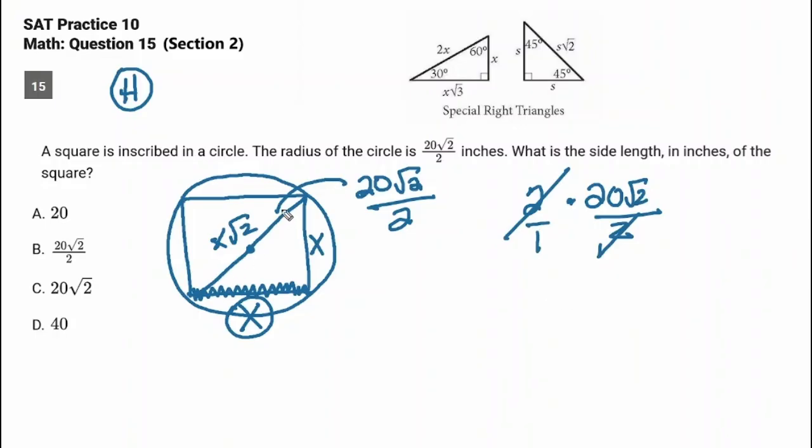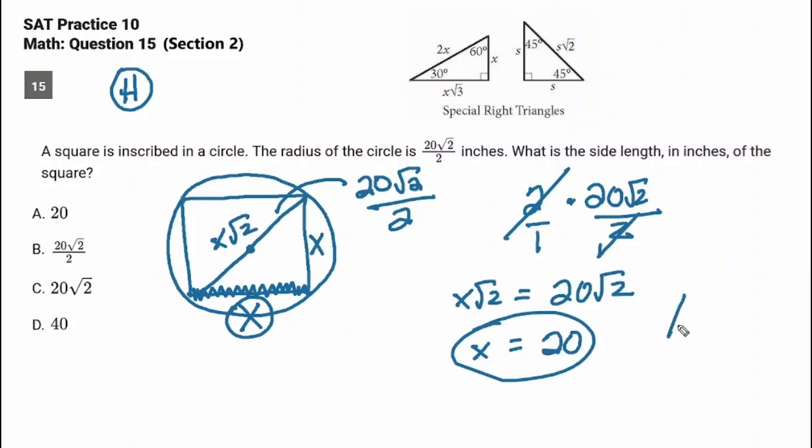And what's the diameter? What's this line right here? It's 20 root 2. All right, what is the diameter as well as being 20 root 2? It's x root 2. So x root 2 is 20 root 2. And I suppose you could do like 5 steps of algebra here, right? But what's x? X is clearly just 20. X is 20. That's it. That's your answer. It's A.